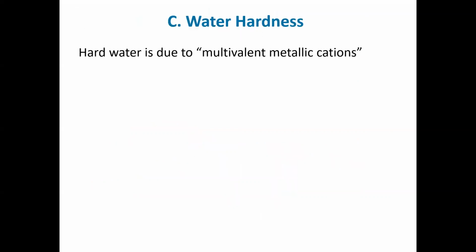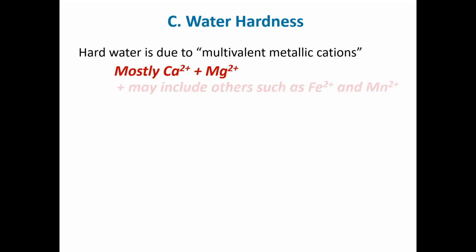So I finished today's lecture on just introducing the concept of water hardness. So water hardness is, of course, due to multivalent metallic cations. So what does that mean? It means something with a positive charge that is greater than 1. In reality, almost every single time I've ever seen it, this has to do with calcium and magnesium.